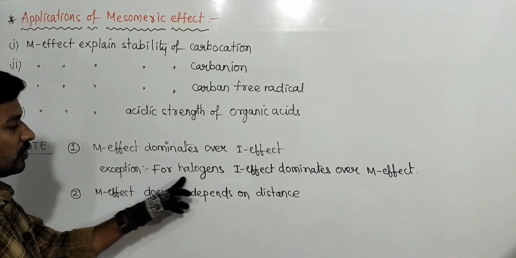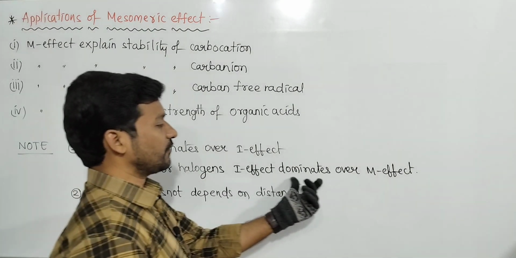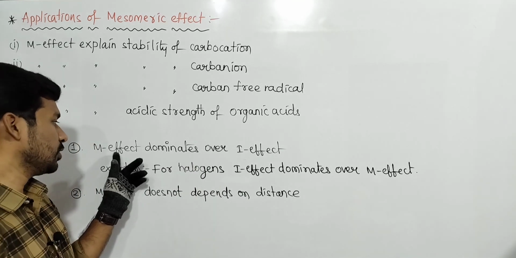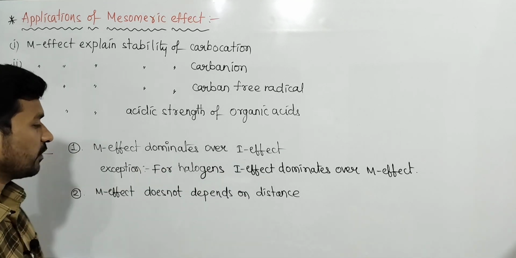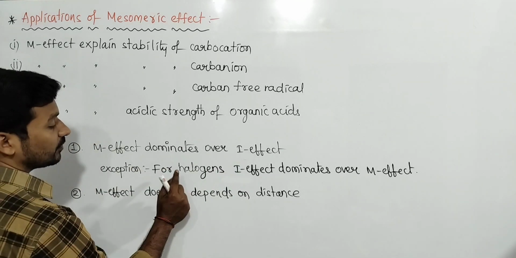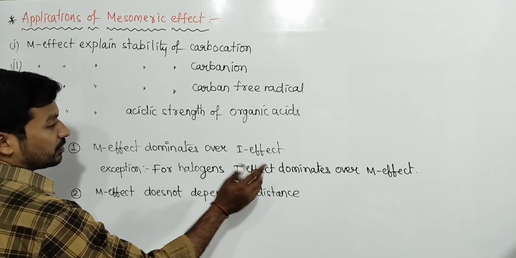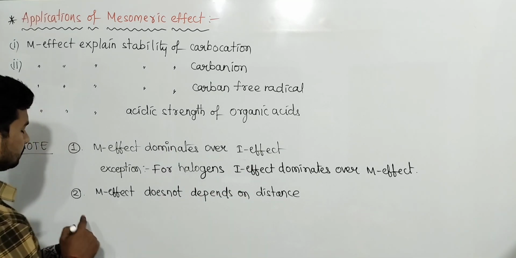Exception: for only halogens, inductive effect dominates over mesomeric effect. For the remaining, mesomeric effect dominates over inductive effect. For only halogens, fluorine, chlorine, bromine, iodine, inductive effect dominates over mesomeric effect.